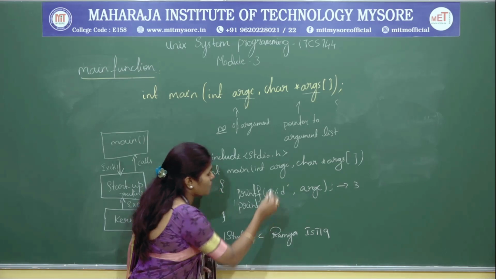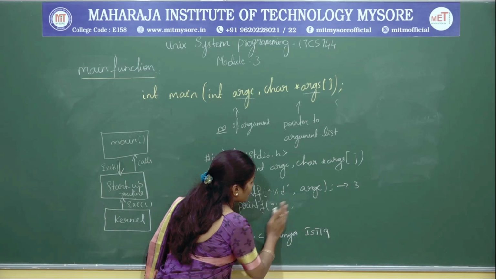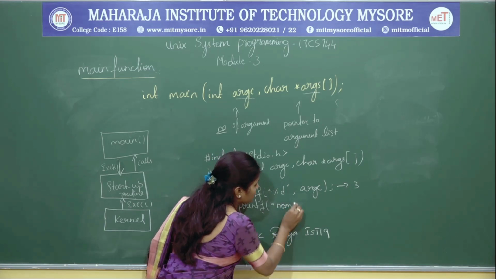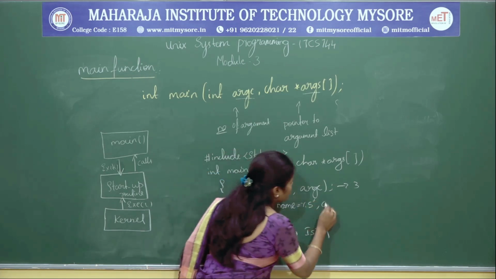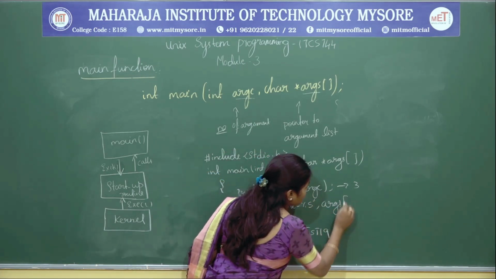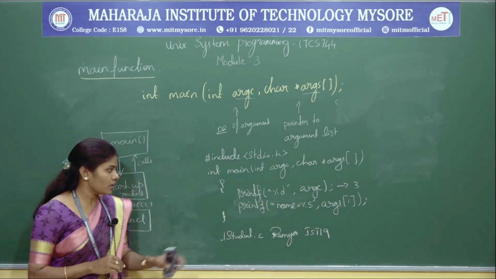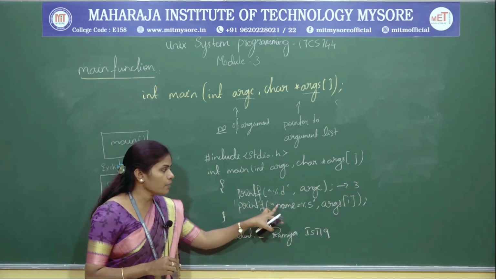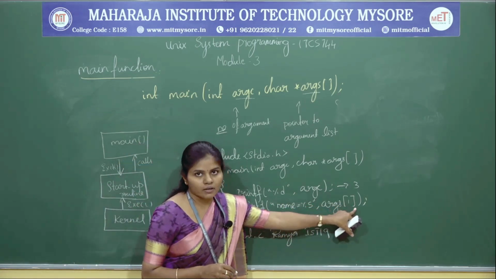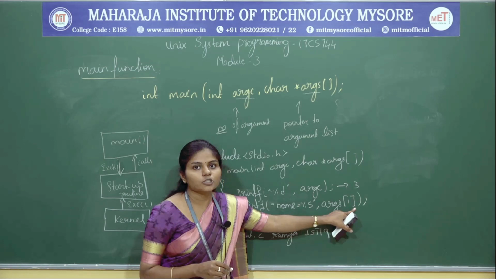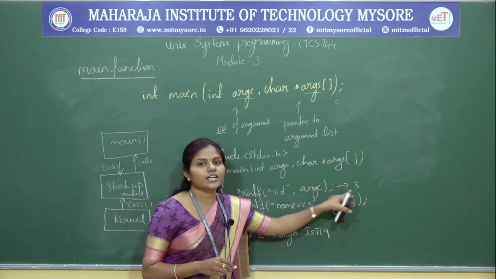I am going to display the name as: name is equal to %s. I am going to give the argv of 1. So argv of 1, what does it indicate? Name is equal to %s, argv of 1. It indicates that you are displaying whatever the content is there in argv of 1.